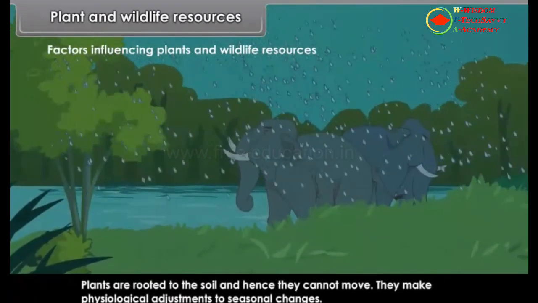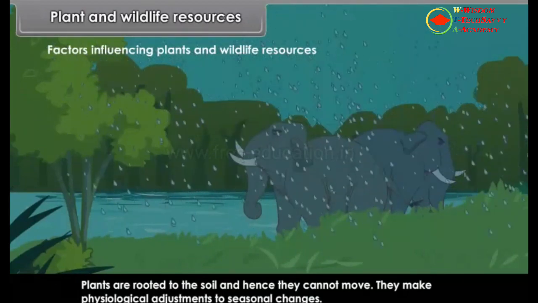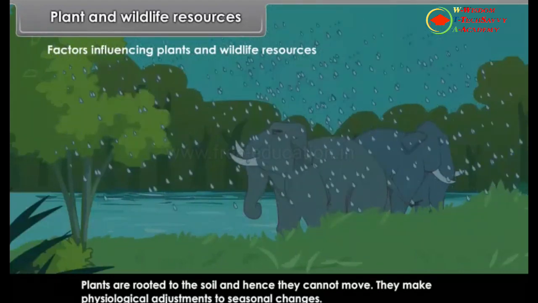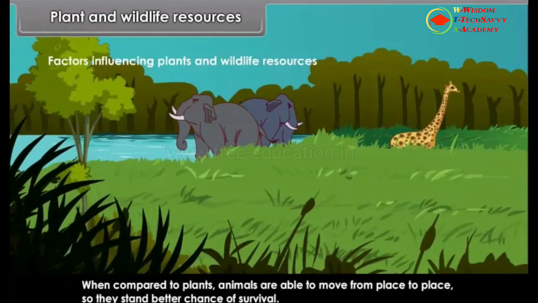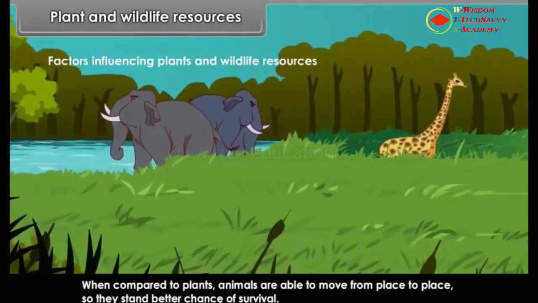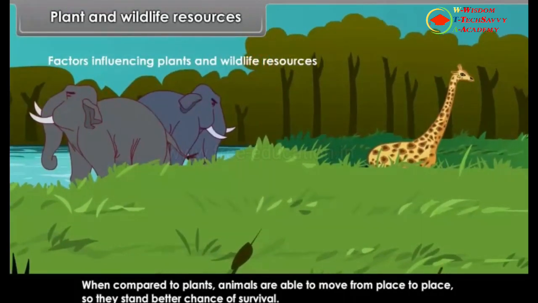Plants are rooted to the soil and hence they cannot move. They make physiological adjustments to seasonal changes. When compared to plants, animals are able to move from place to place, so they stand better chance of survival.